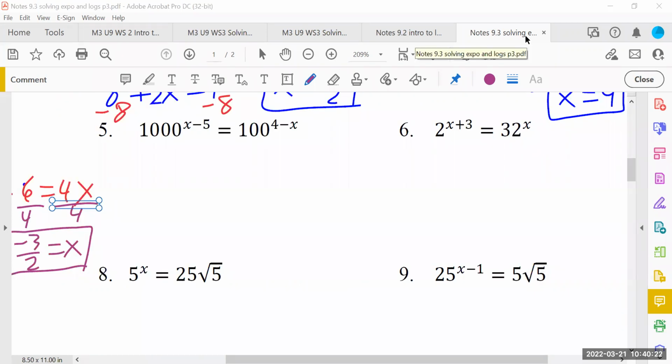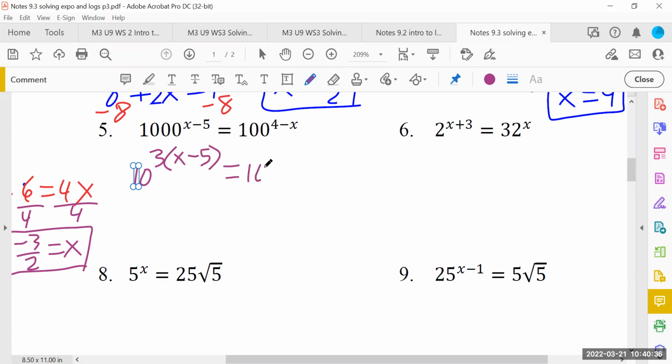So again, for some of these, we're not going to actually solve it. I'm going to assume you can do that on your own. If not, please let me know. So like number 5, this is 10 to the 3rd power times what was already there, x minus 5. This 100 would be 10 squared times 4 minus x.